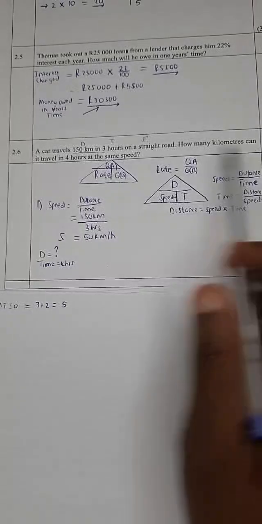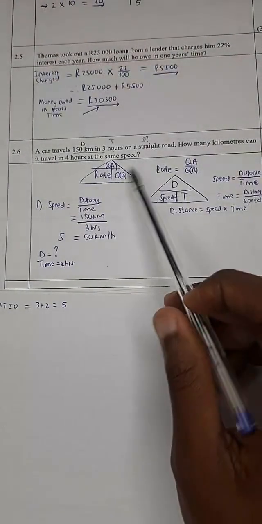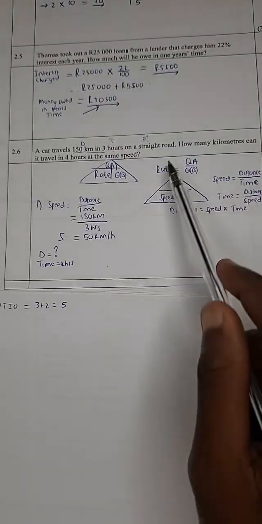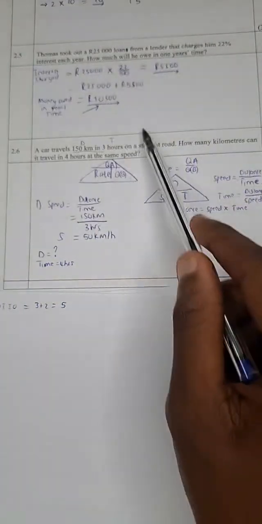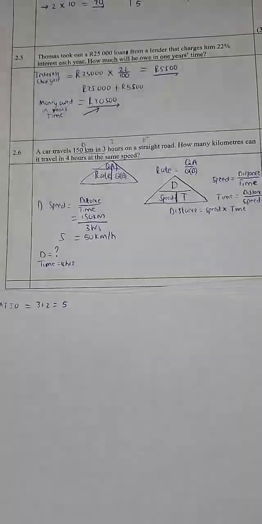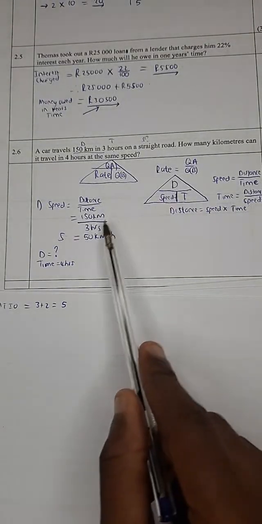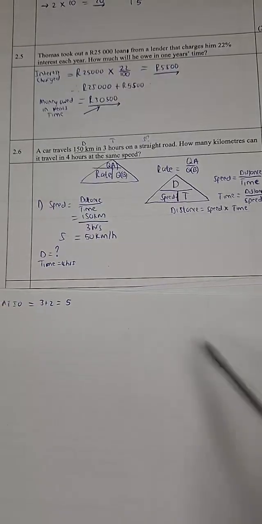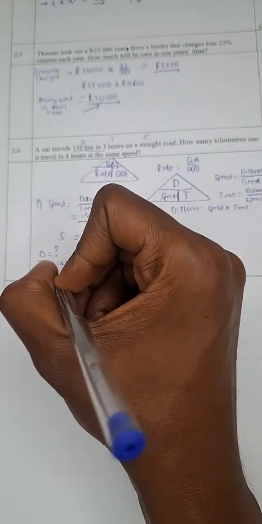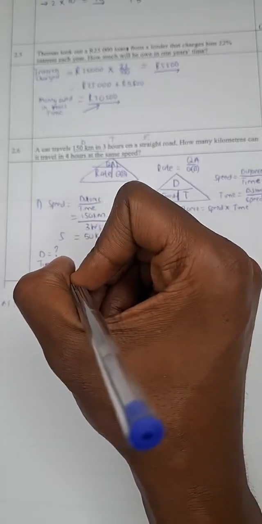How many kilometers can it travel in 4 hours at the same speed? The question is, what same speed are you talking about? You are talking about the speed it was traveling at to begin with, which we have luckily calculated. It is 50 kilometers per hour. So we can record the speed: 50 kilometers per hour.